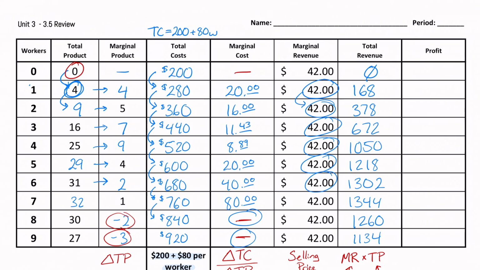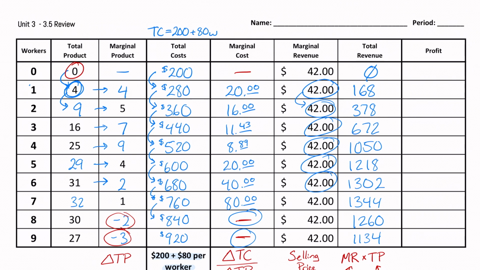Now again, we would be tempted to look at this and say, well, we should hire 7 workers because we look here and that's where we make the most amount of money. But remember, we don't care about revenue as much as we care about how much money we get to go home with at the end of the day. And that amount of money that we get to go home with at the end of the day is what we call profit.